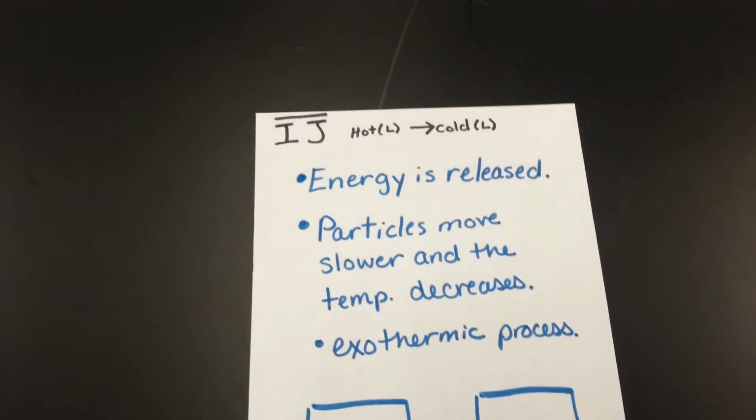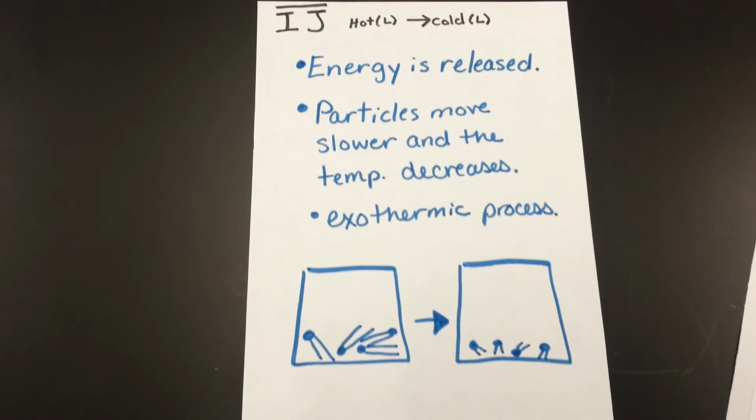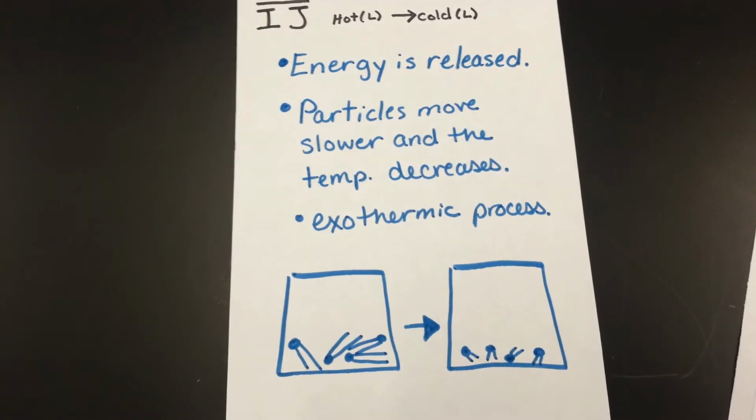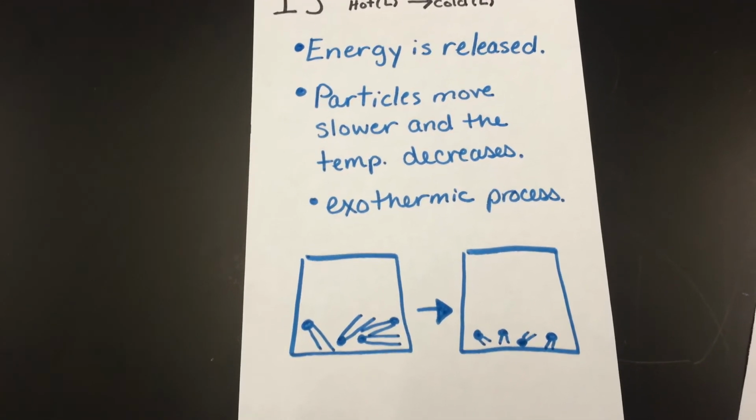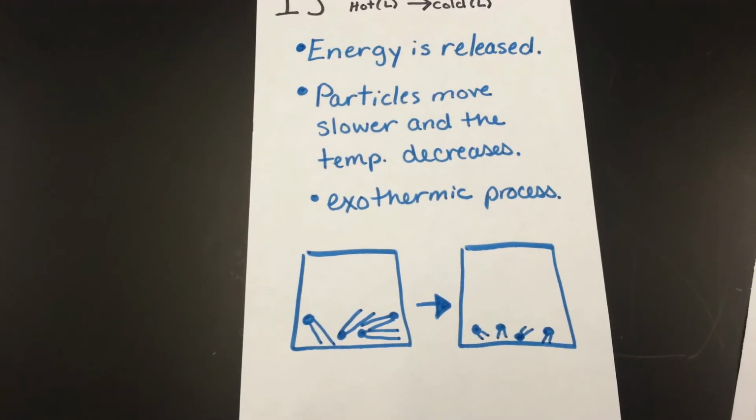So we move on, and we're now going from I to J. So we're just cooling from a hot liquid to a cold liquid. Energy still being released. Particles move slower and the temperature decreases. Still exothermic because that energy has to go out to the surroundings. We can best represent this with shorter whooshies.